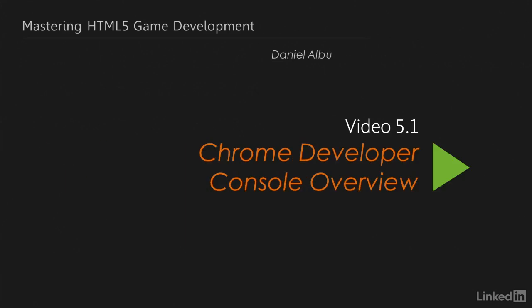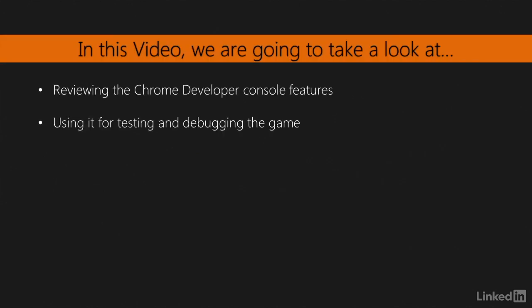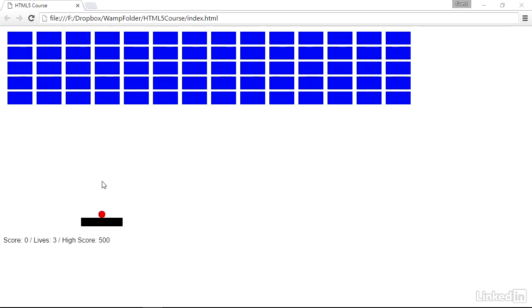In this section, we're going to focus on testing the final product in order to see if it works as expected. In this video, we're going to have an overview on the Chrome Developer Console. We're going to review the Chrome Developer Console features, and we're going to see how it can assist us in testing the game. In the previous video, we've completed creating the game, and this is our present state.